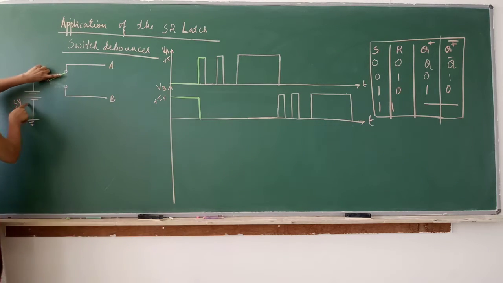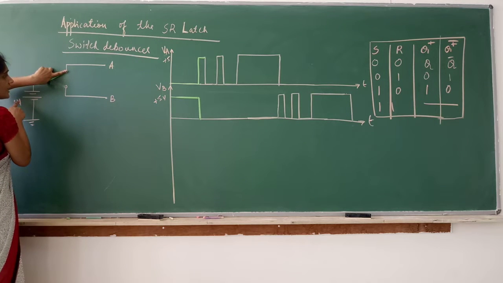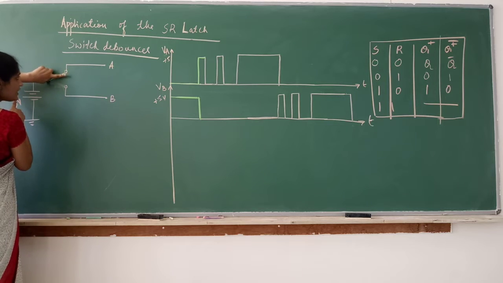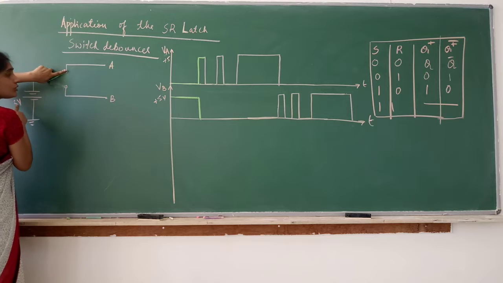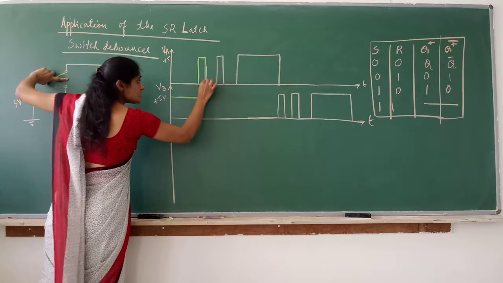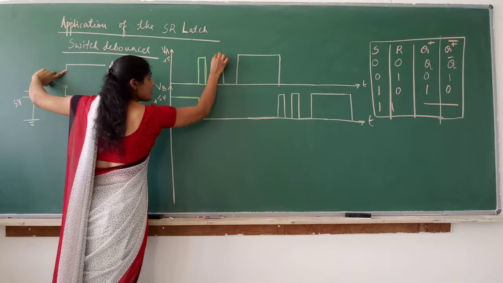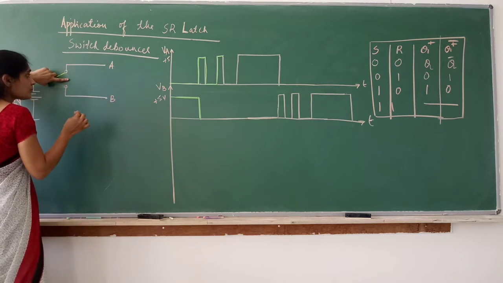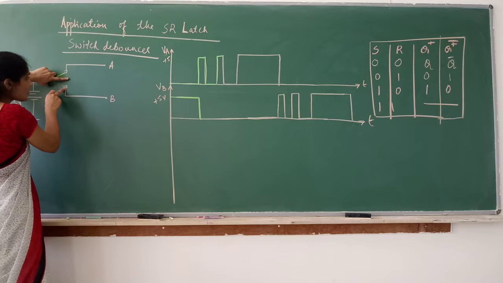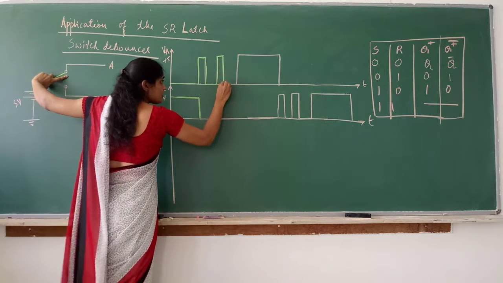Now, due to the springiness of the switch, what happens? When the contact reaches A, it bounces back. That means it leaves A, again it goes to A. It leaves A, again it goes to A. So when the contact bounce occurs, when it leaves A, the voltage at A will become 0. Again it reaches A, so the voltage at A will again become 5 volts. Again it leaves A, but it will not come to B, it just bounces back and returns to A. So again the voltage at A will become 0.